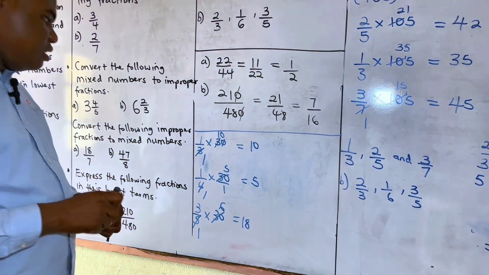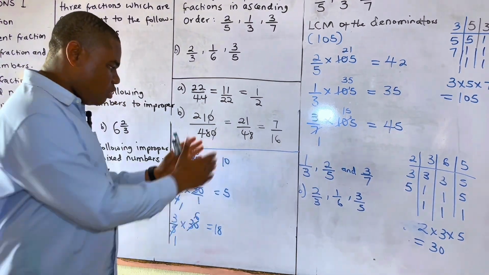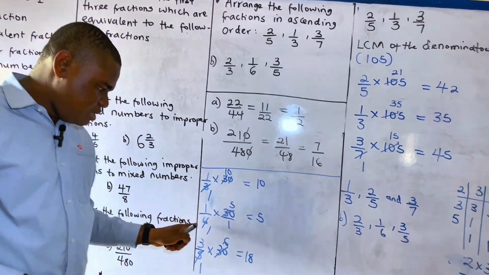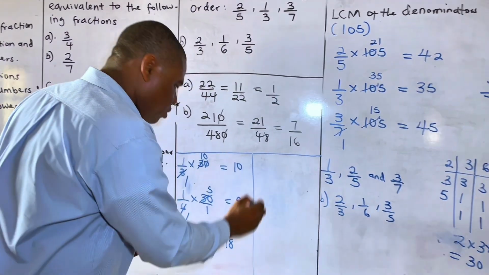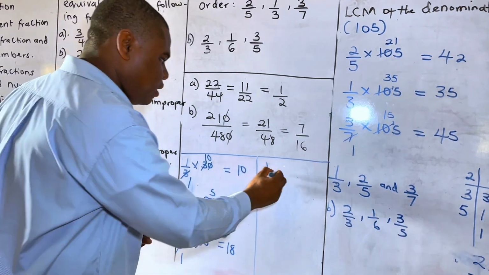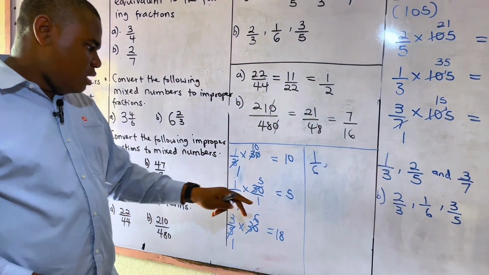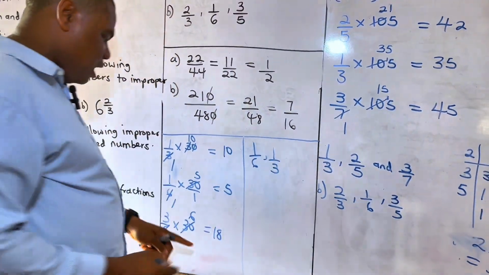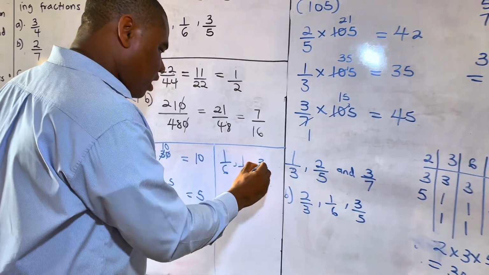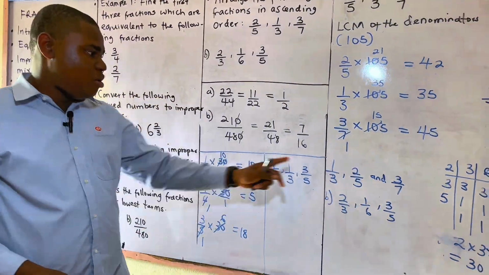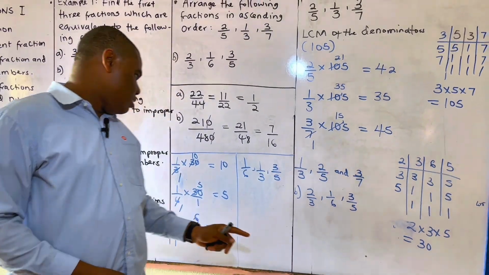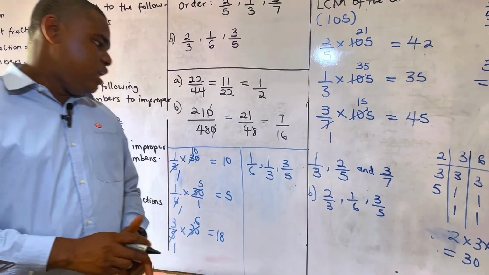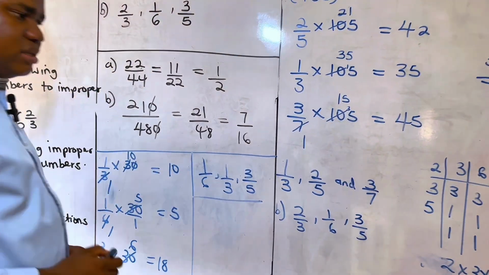So in this case now, we are going to arrange the fractions in ascending order based on the values we have here. The lowest number here is 5. So 5 represents what? The 1 over 6. So we have 1 over 6 as the lowest fraction here. Next one says 10. 10 is equivalent to 1 over 3. And the last one we have is 3 over 5. So the ascending order is 1 over 6, 1 over 3, and 3 over 5.